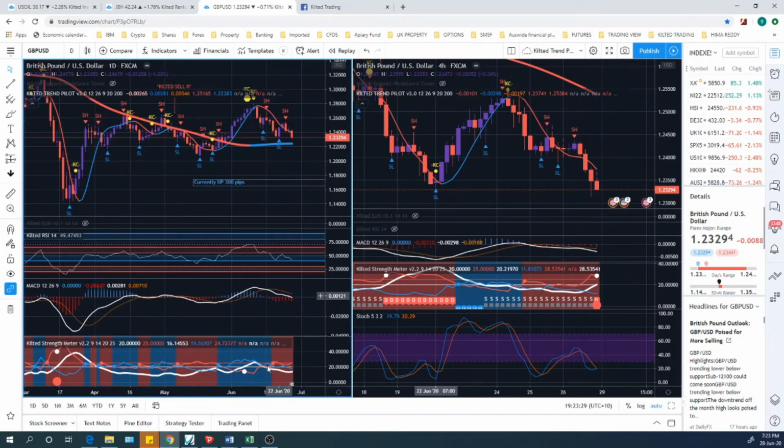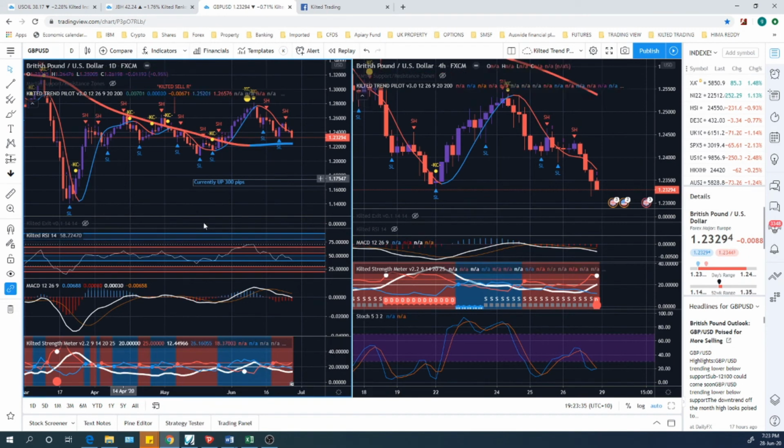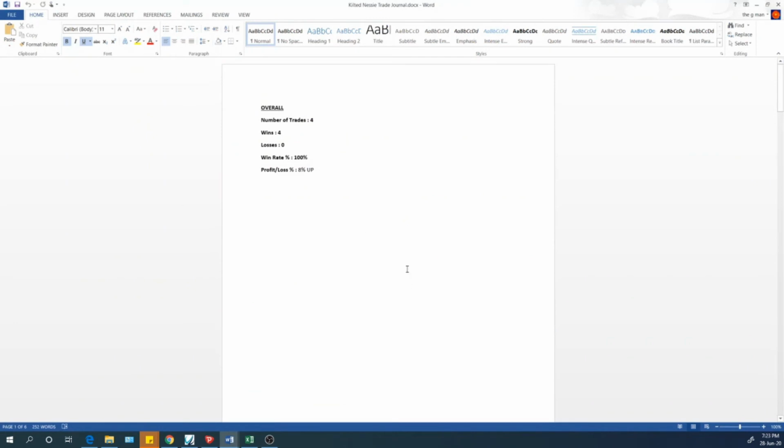So let's quickly review the Kilted Nessie. That was another one I'm back testing. So that's us done with the review of what's open. Kilted Nessie, you can see the stats there, guys. It talks for itself. Number of trades, I've taken 4 trades, and I've had 4 wins. So I've got a win rate of 100%.